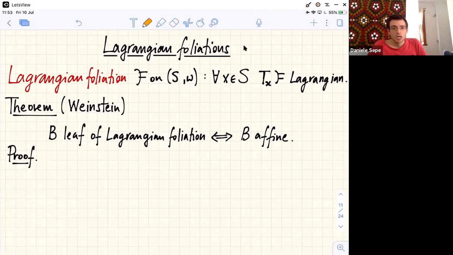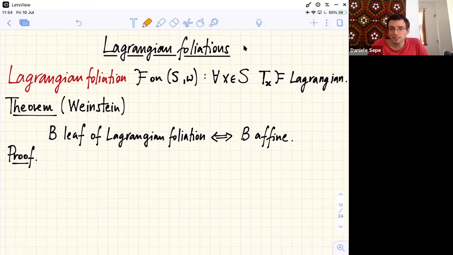I think it was about Saturday when I realized that I should really talk about Lagrangian foliations. If you have a symplectic manifold, a Lagrangian foliation is one all of whose leaves are Lagrangian. And now, guys, I'm a simple guy. Foliations for me always have constant rank, okay? I would otherwise use the word singular, whatever that means.